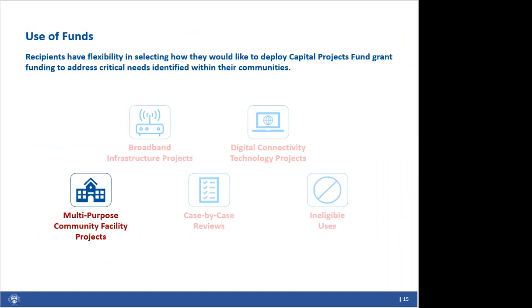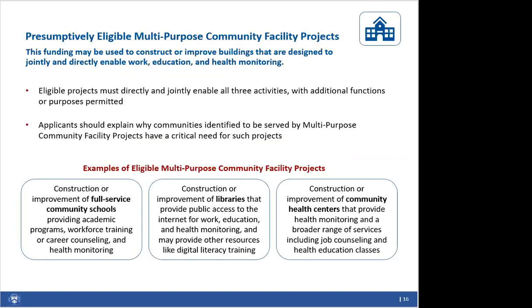One of those is Treasury's third presumptively eligible use category, multi-purpose community facility projects, which are also vital. So multi-purpose community facility projects use funds to construct or improve buildings designed to jointly enable work, education, and health monitoring, and address a critical need in the community. Eligible projects must directly and jointly enable all three activities of work, education, and health monitoring, but additional functions or purposes such as recreational programming are permitted.